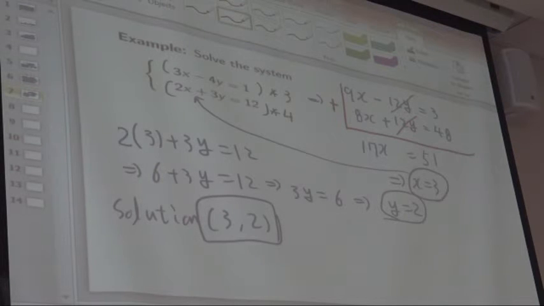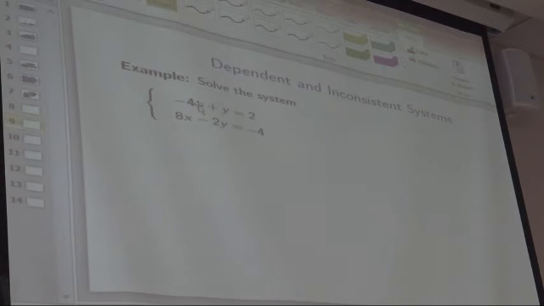And also, check the solution. I'm not going to check that, but try to check the solution. Plug in 3, 2 into the equations and make sure that it satisfies both equations. Any question? All right, let's continue.